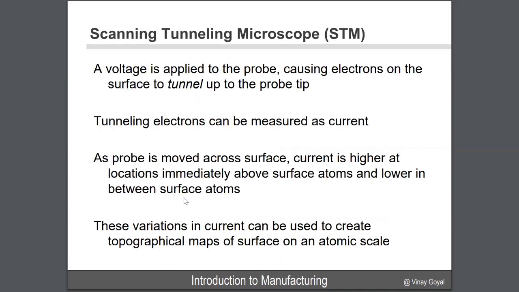So STM is a scanning tunneling microscope. You apply voltage to the probe. That causes, and I'll show a picture, the electrons on the surface to tunnel up. As you bring the probe tip near, it's going to cause the electrons on the surface to take a shape. The tunneling electrons, you can measure with current. And as you move that probe above the surface, you're going to be able to manipulate the location of the surface atoms. And the variations in the currents that you apply can then start creating topological graphs or maps at that scale.